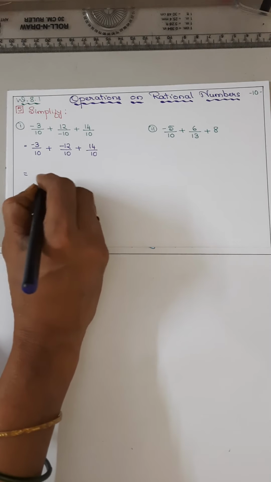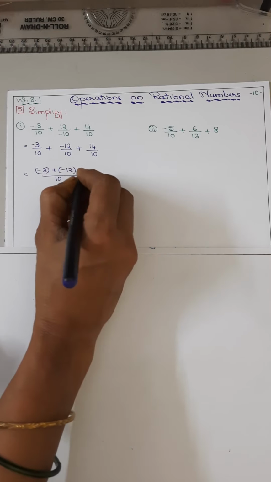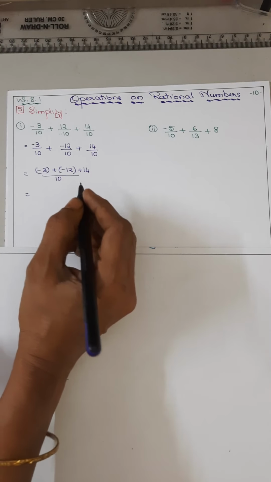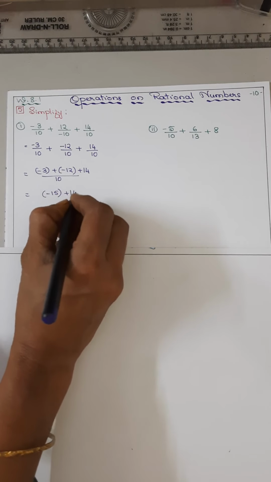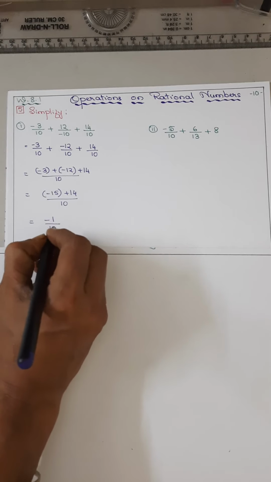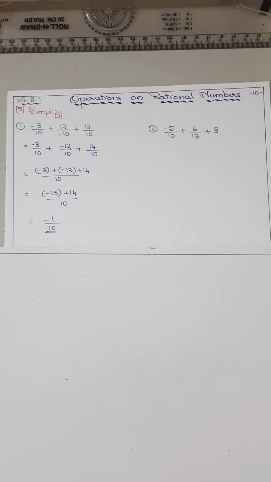So over 10: minus 3 plus minus 12 plus 14. That means minus, minus, same sign, add. So it will be minus 15 plus 14 upon 10. So it will be minus 1 upon 10. Why? Different signs, so we have to subtract, and 15 is the bigger number. It has got a negative sign, so put the negative sign.